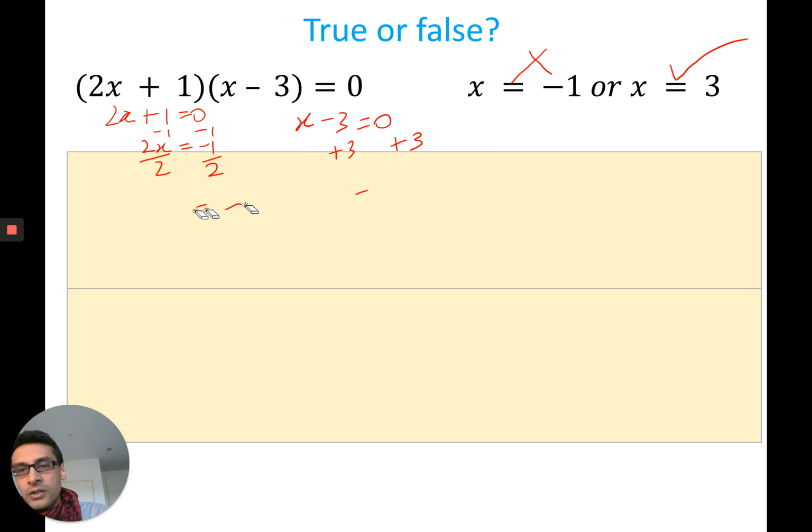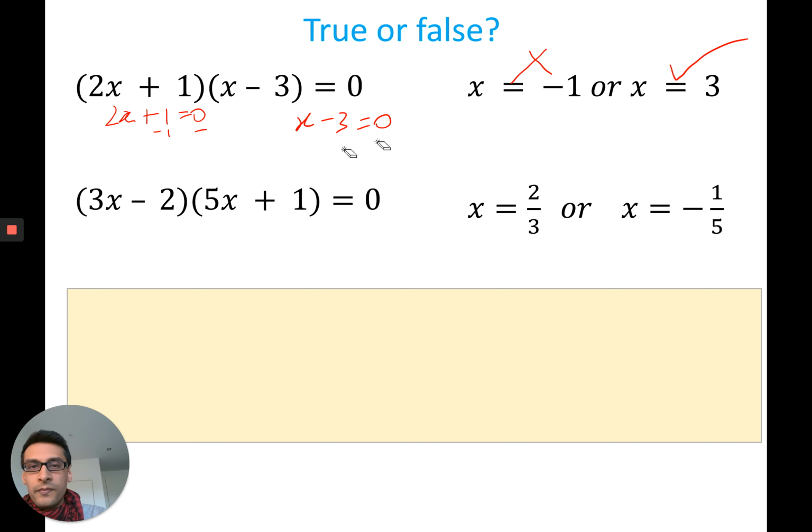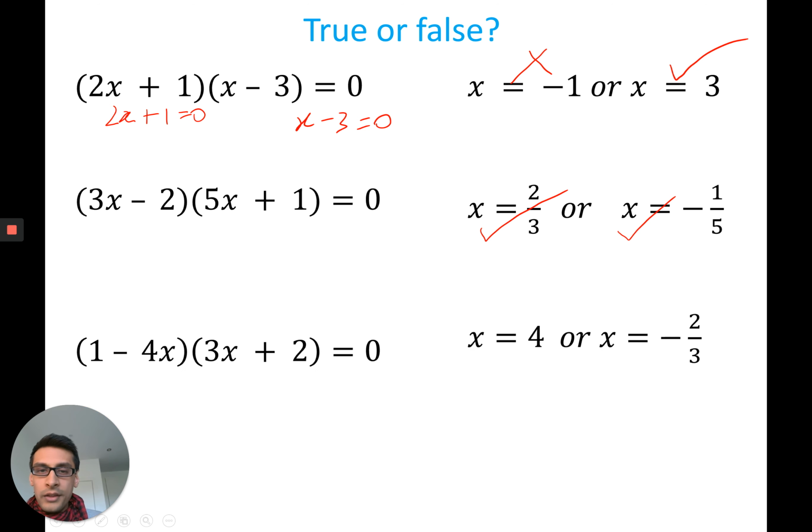Okay, next question, true or false? Decide if this works. Okay, so if you've expanded that out, you would have got 2/3 and -1/5, so that is true. And then the last question, expand this one out, slightly harder question with negatives.